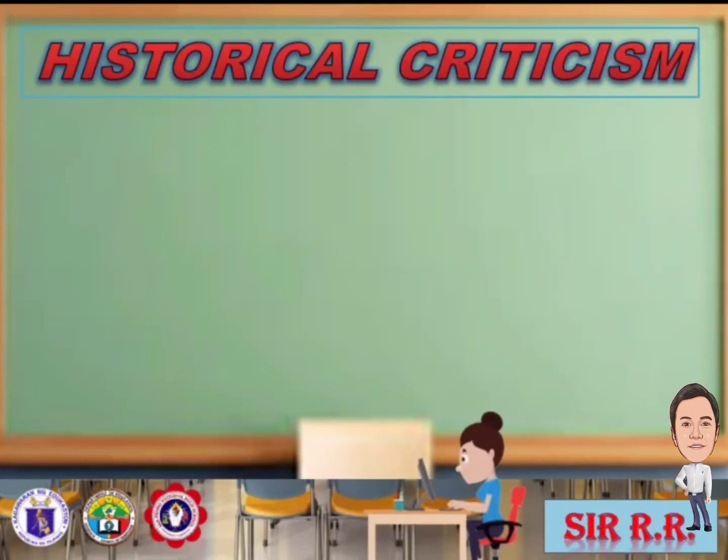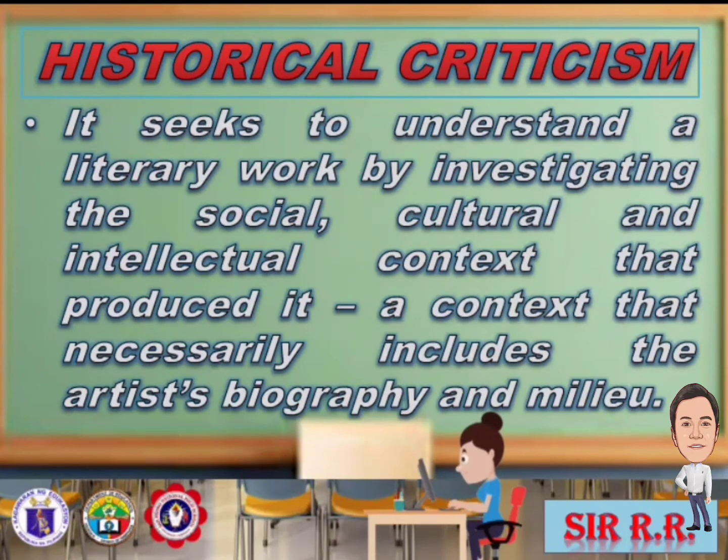Historical criticism. This approach seeks to understand a literary work by investigating the social, cultural, and intellectual context that produced it. A context that necessarily includes the artist's biography and milieu. A key goal for historical critics is to understand the effect of a literary work upon its original readers.